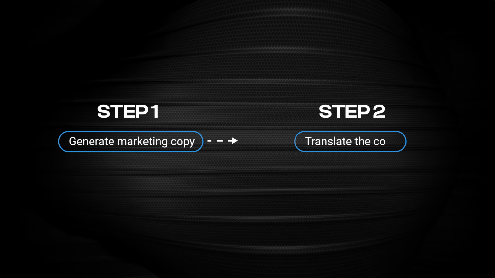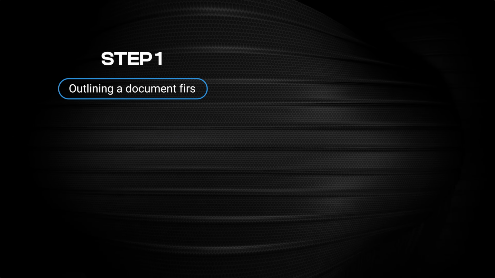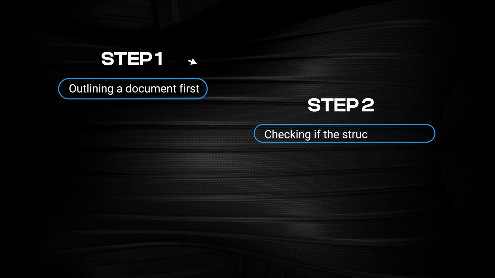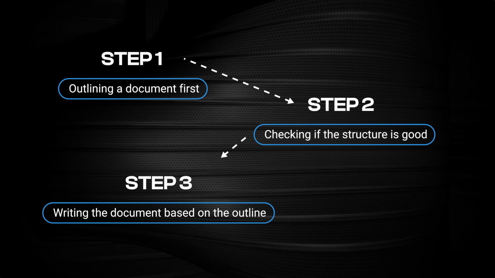You're basically trading a bit more time per request for better accuracy overall, since each LLM call is focused on one small part of the problem. Anthropic gives a couple of great examples for the use of this workflow pattern, like generating marketing copy in one language as the first step, then translating it into another as the second one, or outlining a document first, then checking if the structure looks good, and then writing the document based on the outline.